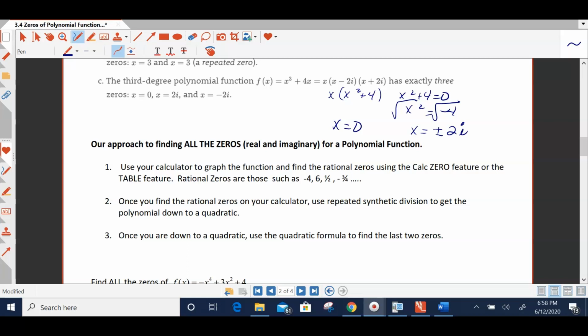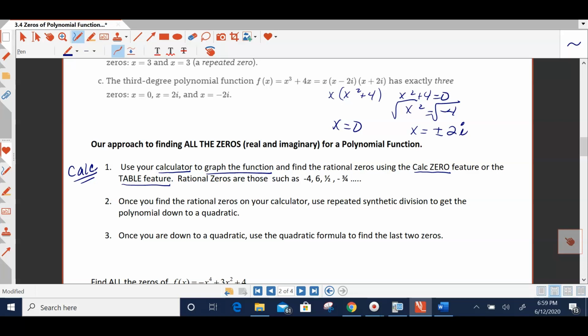So first, we're going to go to our calculator. We're going to graph the function, and then we're going to use the Calc 0 feature or the table feature on our calculator to find those zeros first. So our first step is going to go to the calculator and find as many as we can on the calculator.